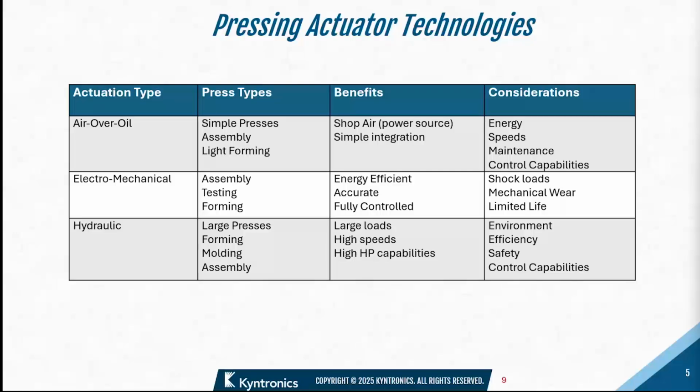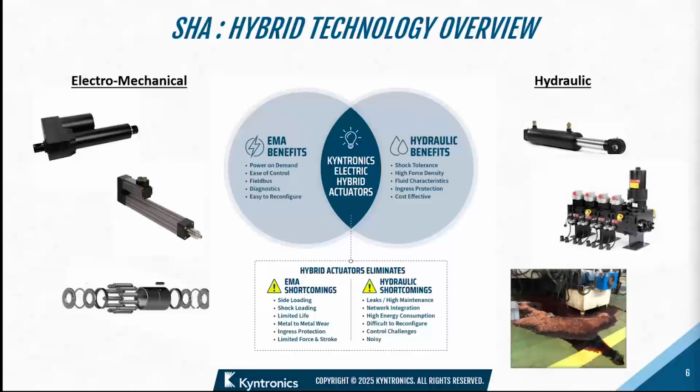And on hydraulics, of course, you have environmental considerations. Efficiency is a very inefficient solution, and it gets very costly if you need some sophisticated controls. So electromechanical and hydraulic are the most popular technologies out there that run and operate presses. And that's where we come in.